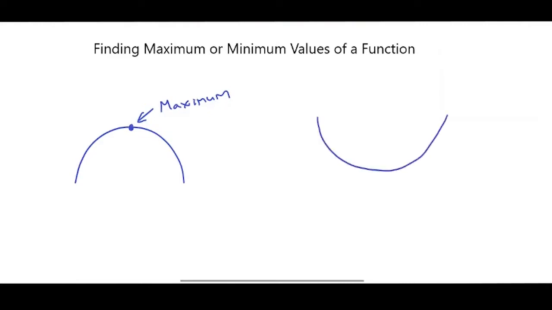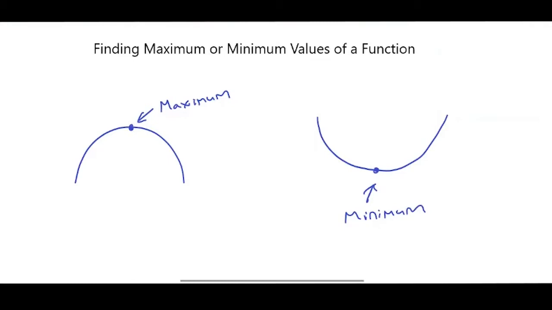Hey guys, today we're talking about finding maximum or minimum values of a function. What I mean by that is if I were to graph a quadratic function, and it looked like this, well, this is the top of the function right here. That would be the maximum that function can go. But if I had one that looked like this, right there, that would be the minimum that function could go.